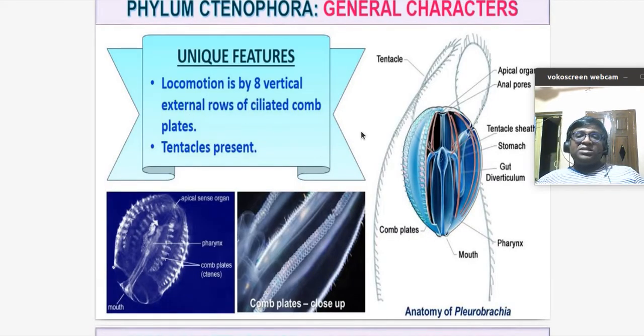So the unique feature is locomotion by these 8 vertical rows of ciliated comb plates. Tentacles are present. You can notice these tentacles. So the enlarged section of comb plates. So these diagrams are not required for your examination. As I told you, these diagrams are only for explanation purpose.